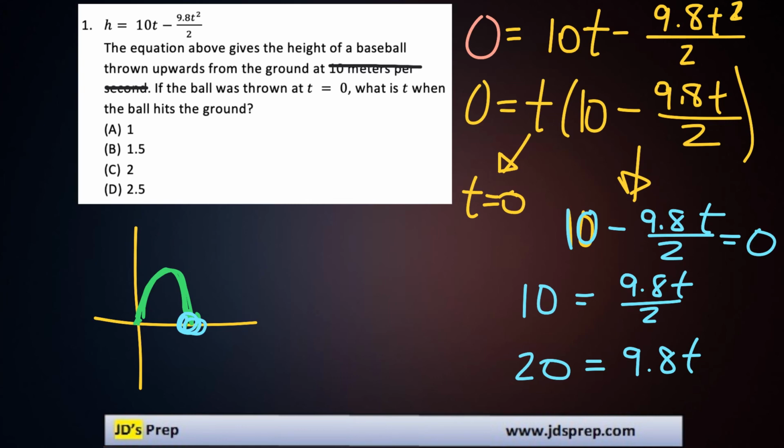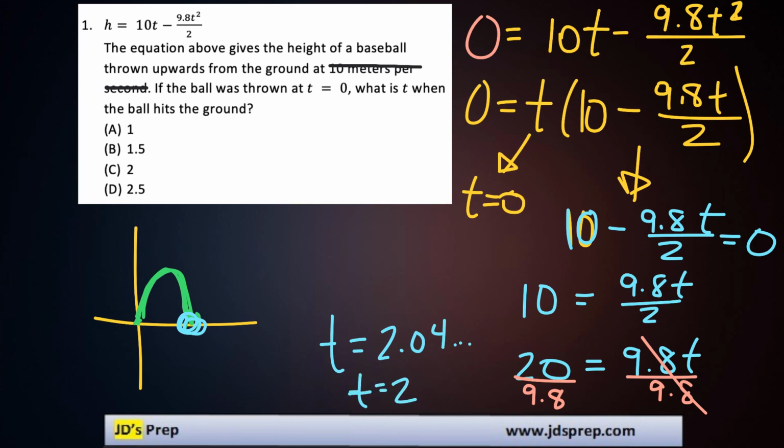Finally, the last thing we could do is just divide by 9.8. By doing that, we're isolating t. That gives us a value of 2.04... It's an irrational number, but we can see that it would round to a value of t equals 2, which is option C.